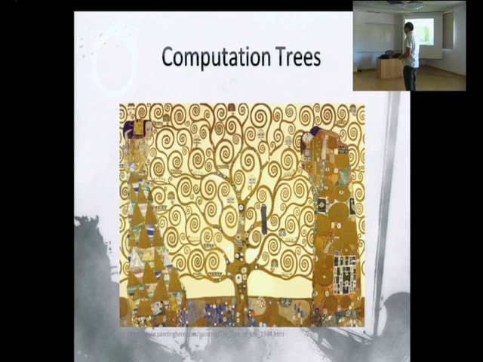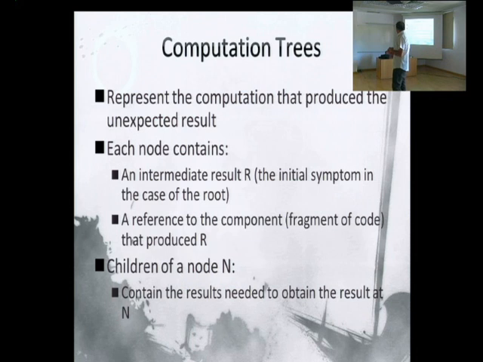So now we go to computation trees. The computation trees represent the computation that produces an unexpected result, what we called before the initial symptom. So we are trying our program, we get some unexpected result, and the debugger will build a computation tree representing this erroneous computation. Each node in this tree will contain some intermediate result R, which corresponds in the case of the root to the initial symptom, and a reference to some component. So each node has some component associated, maybe in Java a method, maybe in Haskell a function associated to this node.